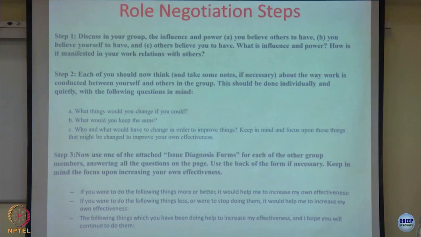Now use one of the issue diagnostic forms. Generally, issue diagnostic forms have these questions. If you were to do the following things more or better, it would help me to increase my own effectiveness. So in a way, I am extending my contract to the other group member by saying that if you were to do the following things, it will make me more effective in my role. If you were to do the following things less or were to stop doing things, it would help me to increase my own effectiveness, and the following things which you have been doing help to increase my effectiveness, and I hope you will continue to do them.